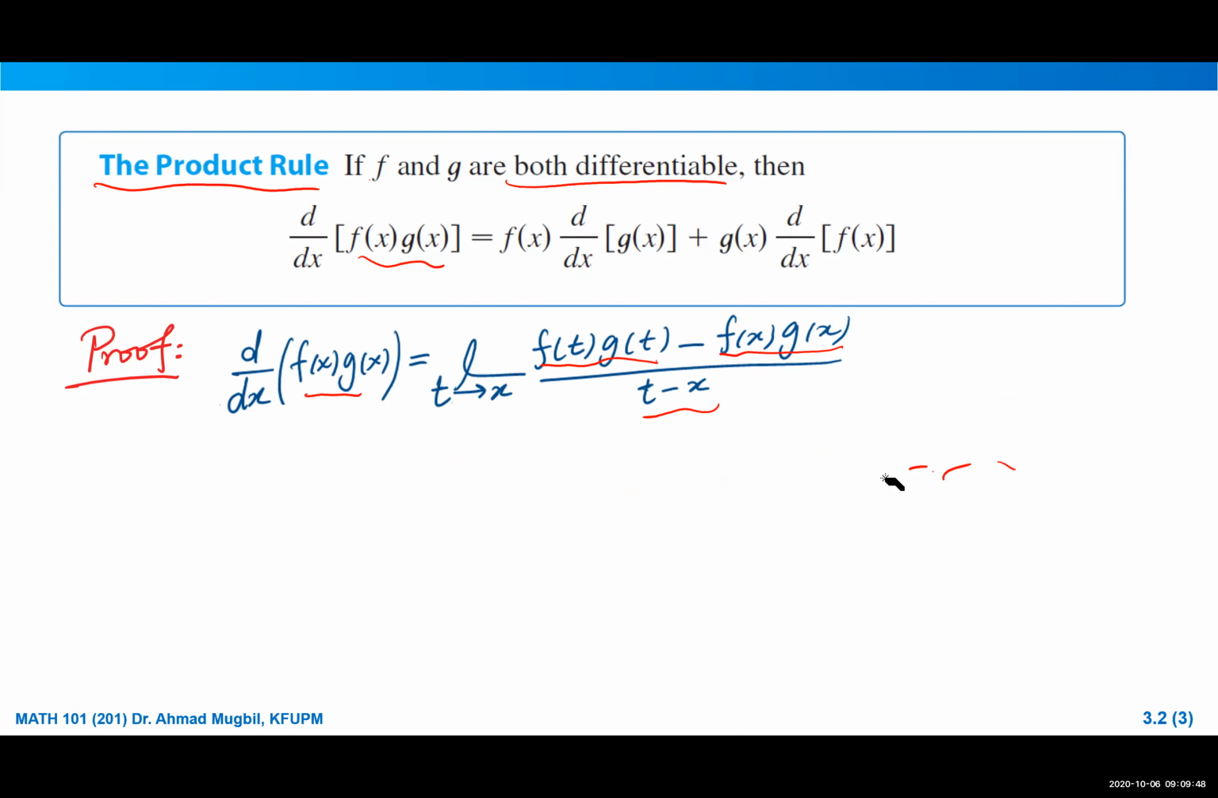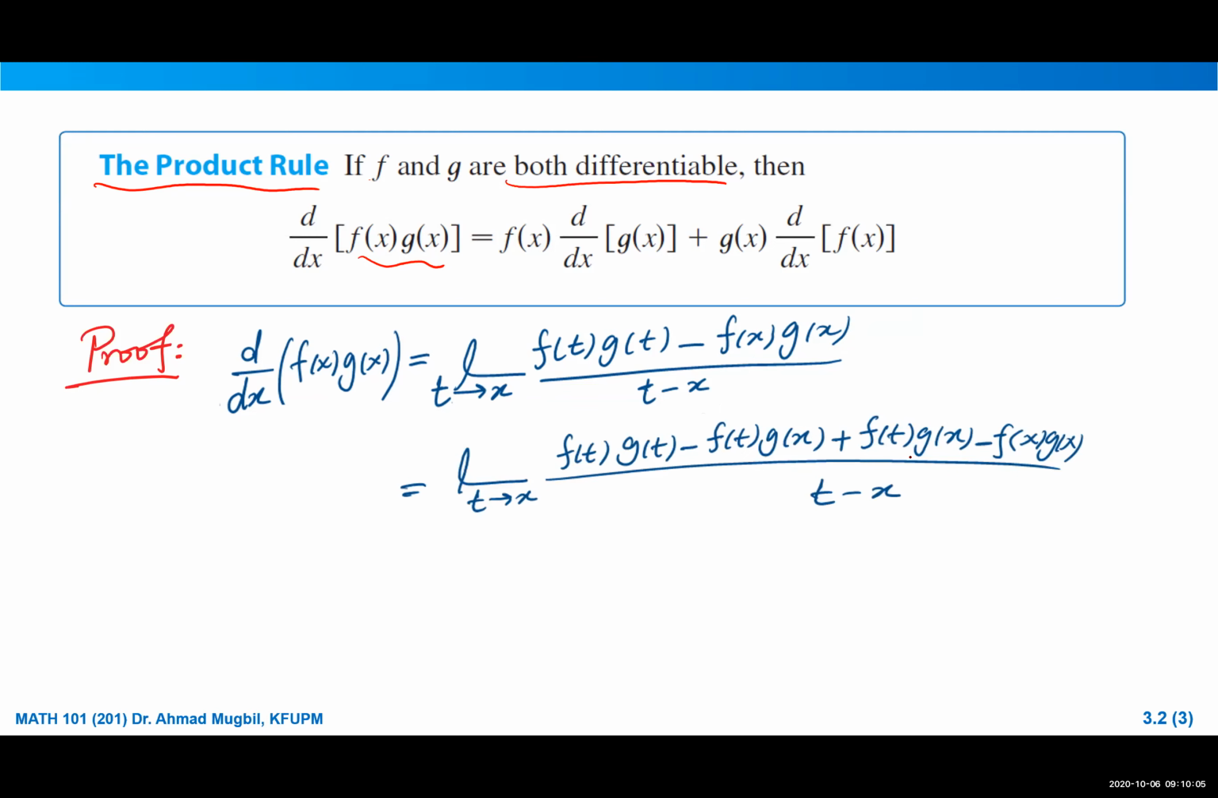Now, most of the tricks that were in online assessment number 1 were about this definition. So now what we can do is a nice, very small trick. We will add 0, but not any 0. We will add this 0.